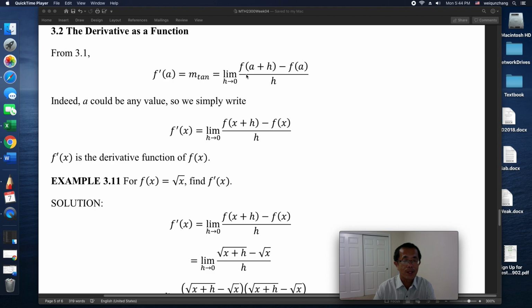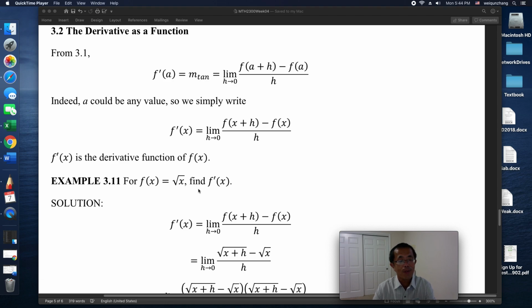f prime of a is such, so we simply can write it as f prime of x. And I hope you realize at this moment that when we have a function f of x, then f prime of x is also a function. f prime of x is still defined as the same limit of the difference quotient. And f prime of x is the so-called derivative function of the function f of x.